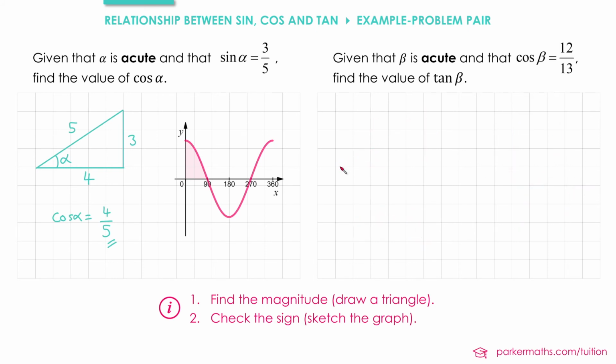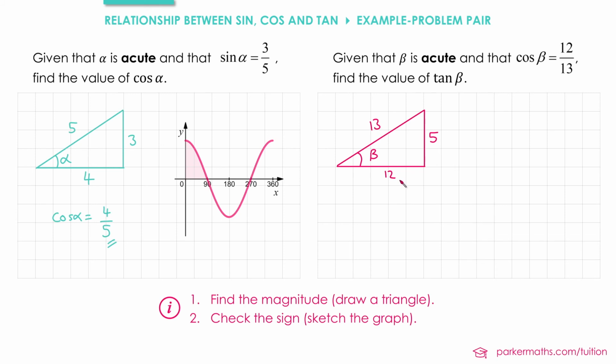So once again, we'll start by drawing a right angled triangle. We know the value of cos beta is 12/13, so the adjacent is 12 and the hypotenuse is 13. We can then use Pythagoras to find the third side. 13 squared is 169 minus 12 squared, which is 144, leaves us with 25, which if we square root gives 5. So this is another example of a common Pythagorean triple that you'll see occurring.